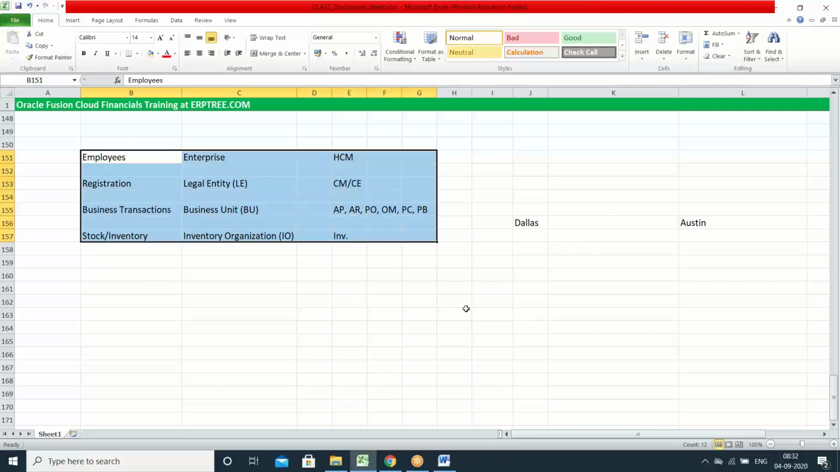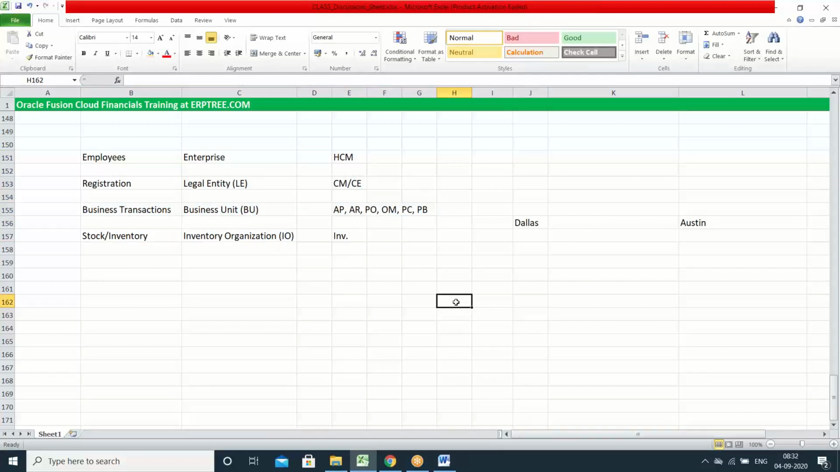equals the number of branches. Simple. Your branches where you are operating, the number is equal to your business units. BU means business units. The number of business units would be equal to the number of companies you are going to create within our chart of accounts. That's all.